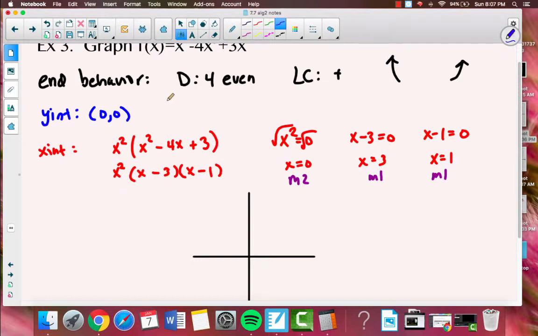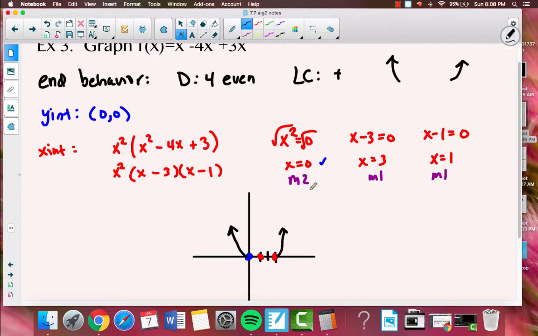So I'm going to have my y-intercept at 0, 0. So plot that point. That's also one of my x-intercepts, so I don't have to do it again. It's already there, so I've taken care of that. Okay, and then I have a point at x equals 3. So let me plot that in red. And then I have a point at x equals 1, so there's another one. So there's my 3 zeros and my y-intercept. And remember, we know the end behavior goes up in both directions. So on this side, it's going to go up, and on this side, it's going to go up.